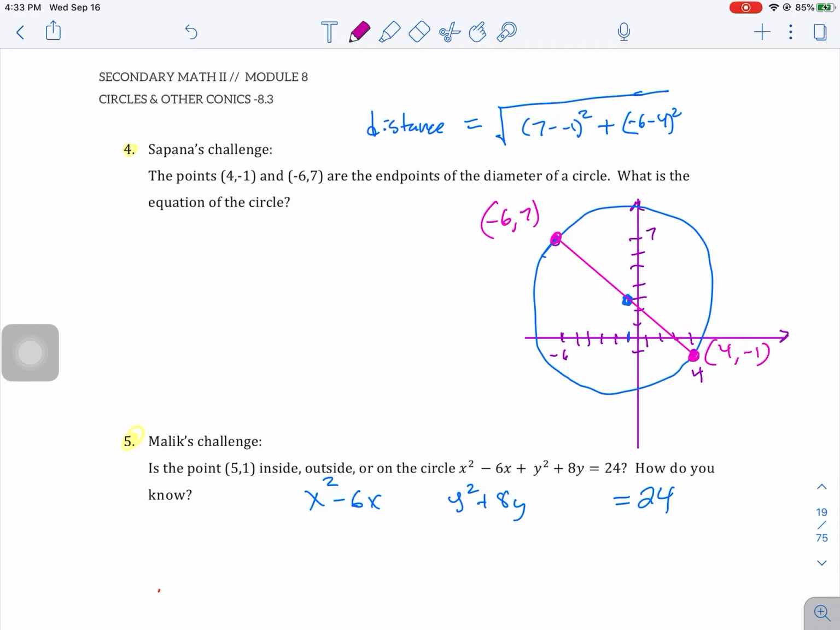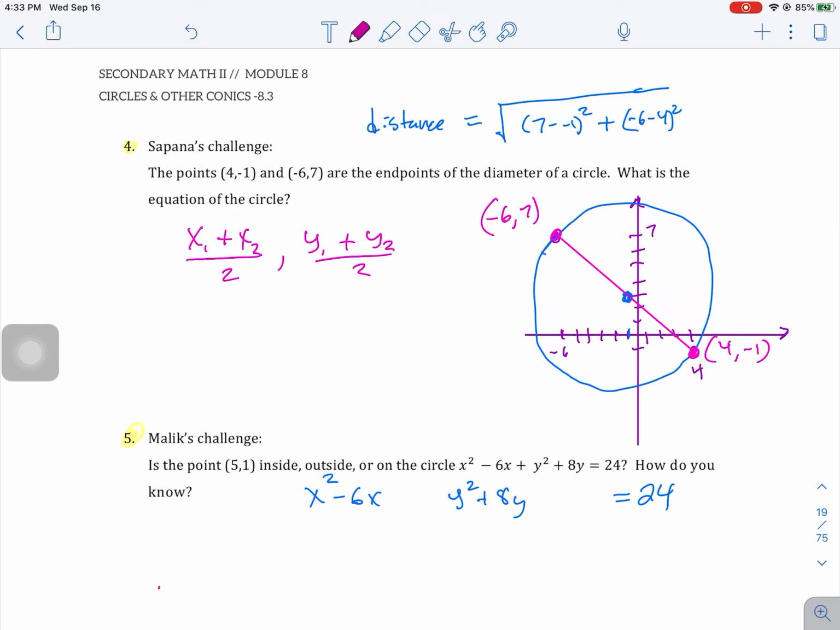So one thing that's good to know is the center. You can kind of see it, but one thing that we can do is use the midpoint formula. So we'll do x1 plus x2 divided by 2 and y1 plus y2 divided by 2. And that should give us the midpoint. The midpoint of these 2 points, because they are the diameter, is the center.